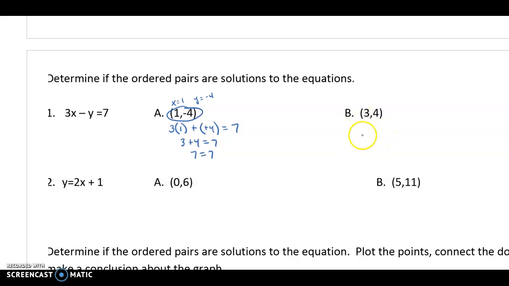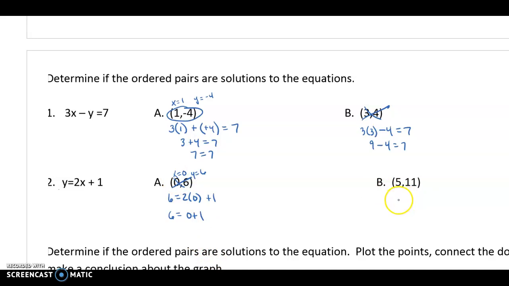The next one, if I plug this in, is 3 times 3, minus 4, going to give me 7. Is 9 minus 4 equal to 7? No, therefore that is not a solution to the equation in two variables. Okay, let's look at the second one here. Determine, pause the video, try it, and see what you come up with. Remember, x is 0, y is 6. So I'm going to replace y with 6 equals 2 times 0, plus 1. Is 6 equal to 0 plus 1? No, that is not a solution to the equation.